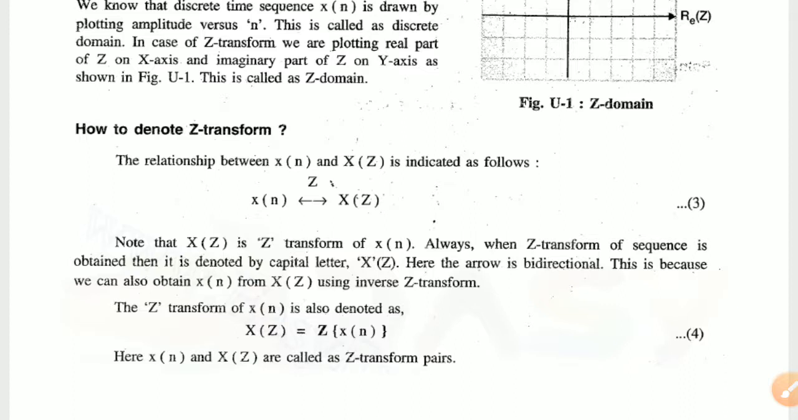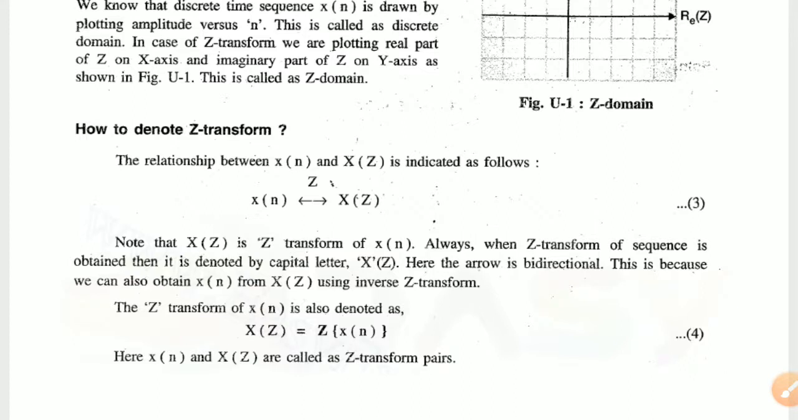The next equation: the Z transform of x of n is also denoted as X of z is equal to Z transform of, in curly brackets, x of n. Here x of n and X of z are called Z transform pairs. So these are basically the two methods to denote the Z transform of a discrete time sequence, or we can say x of n.